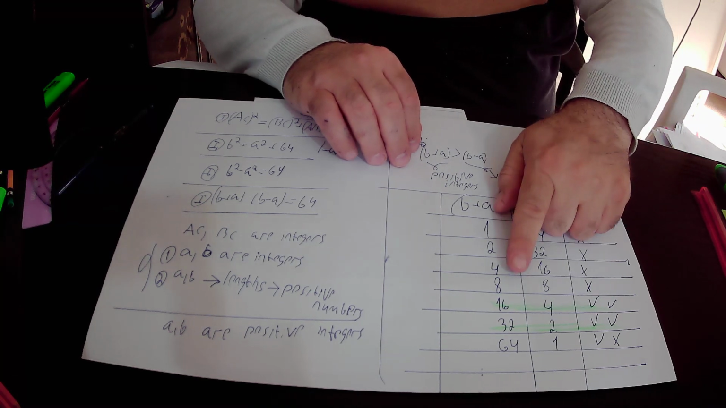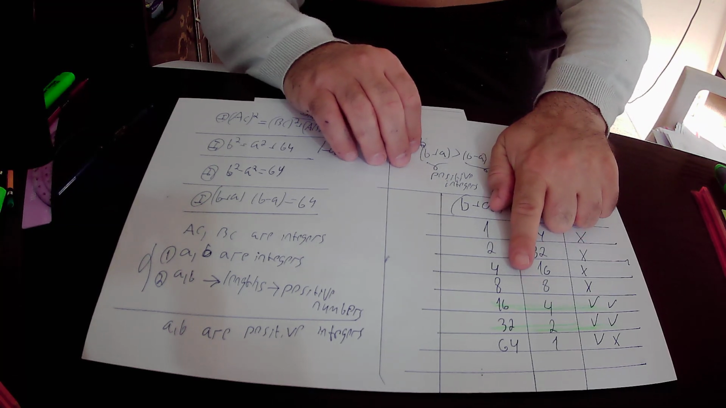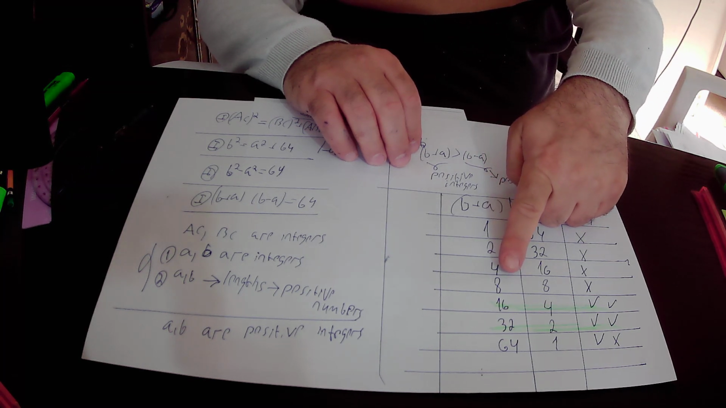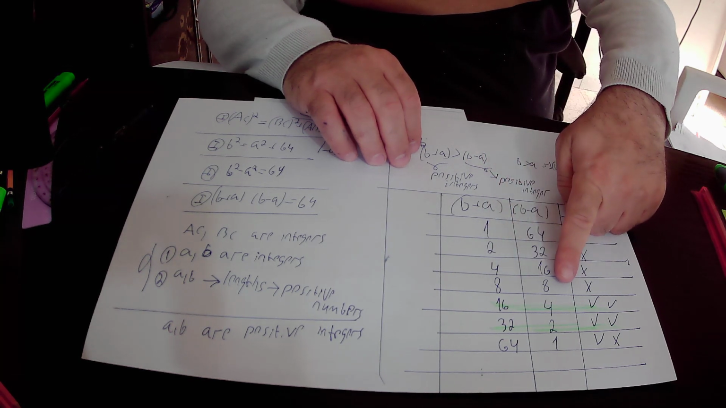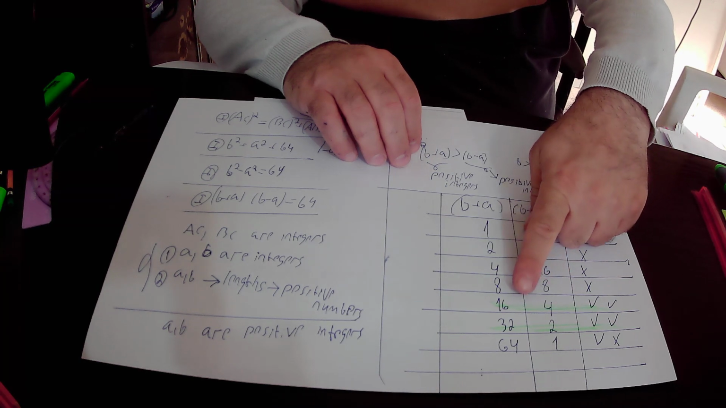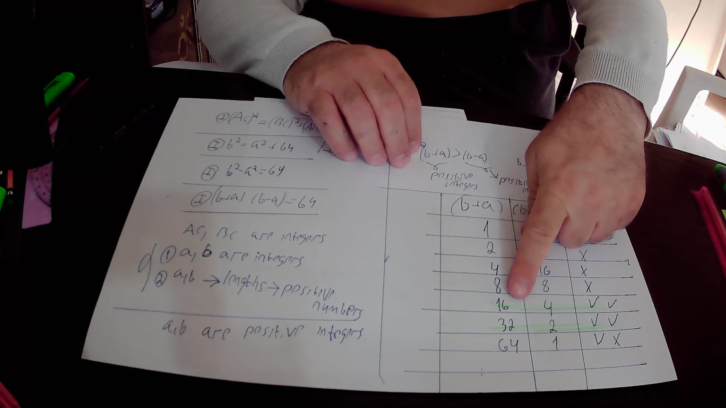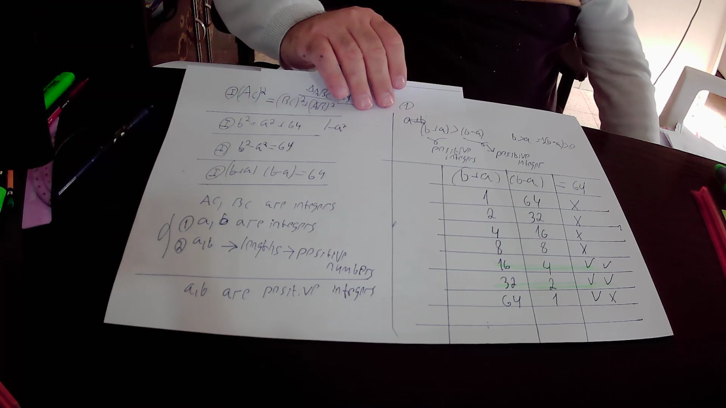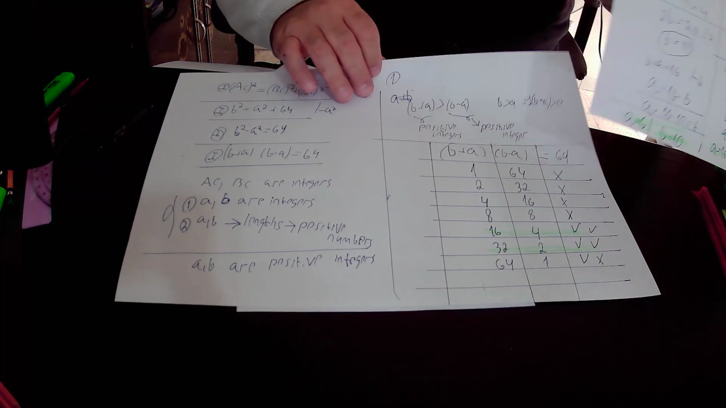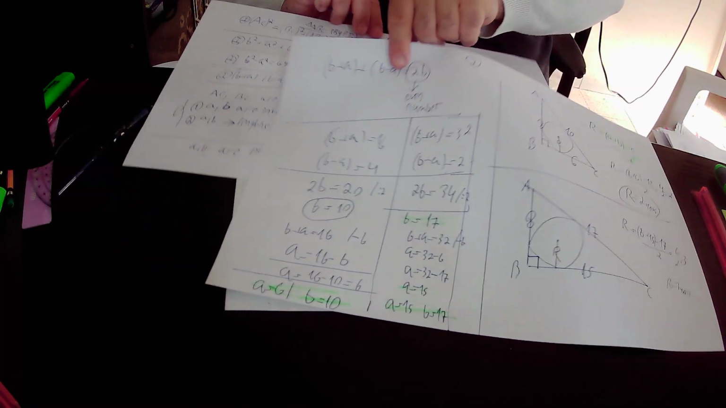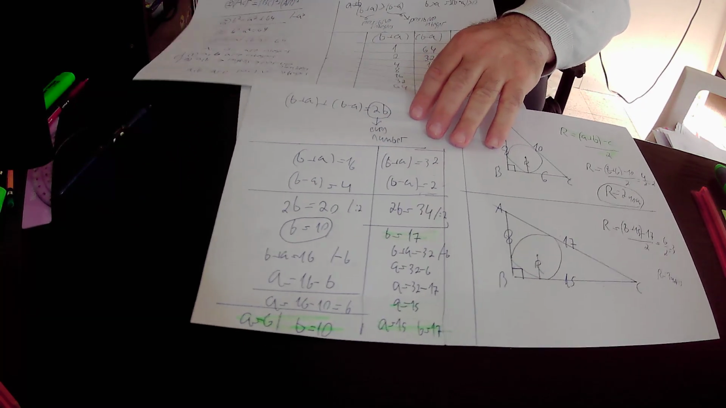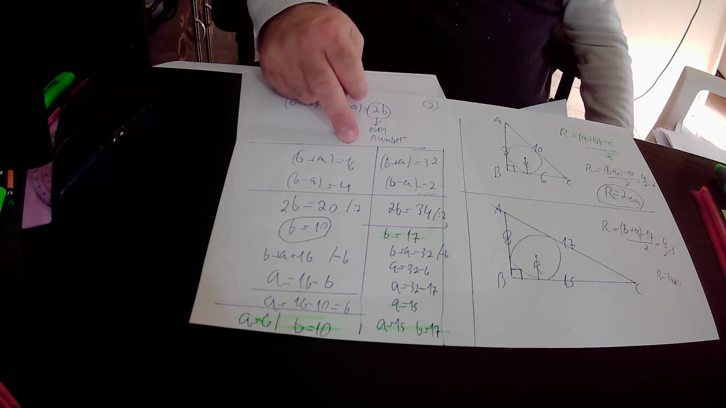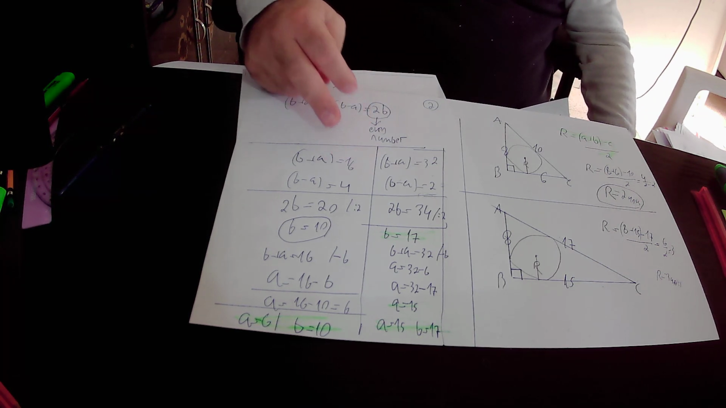So we are left with only two solutions that are possible for b plus a and b minus a. The first solution is that b plus a is 16 and b minus a is 4, and the second solution is that b plus a is 32 and b minus a is 2. So we wrote down the two possibilities. Here, according to the first solution, b plus a is 16 and b minus a is 4.